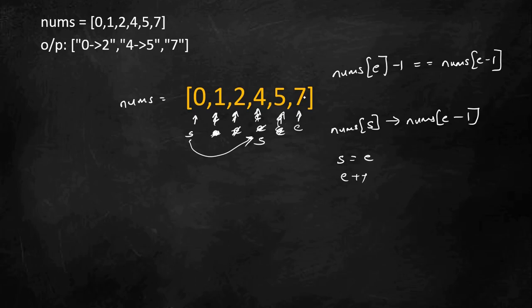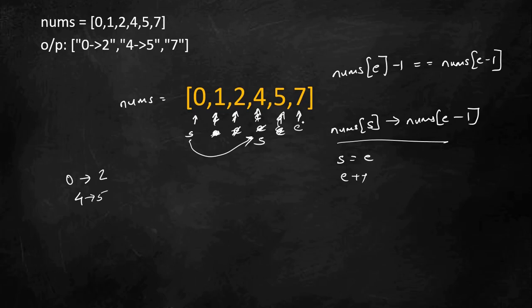Now this 7 minus 1 is 6, which is not equal to my previous index value, so again it's broken. So again it will come to this particular condition. Earlier I added nums of s to nums of e minus 1, right? So s at that time was 0 and e minus 1 was 2, so 0 to 2, and now s is at 4 and e minus 1 is 5, so 4 to 5.